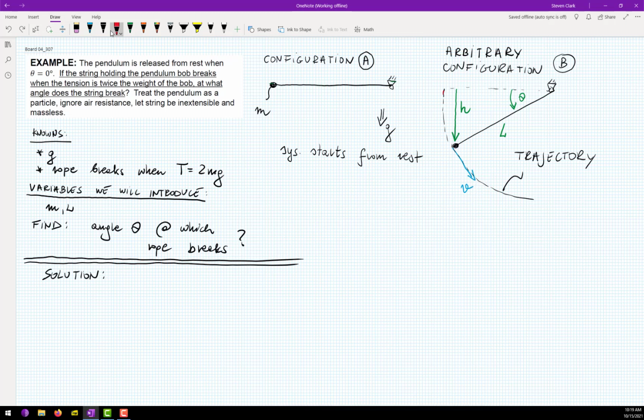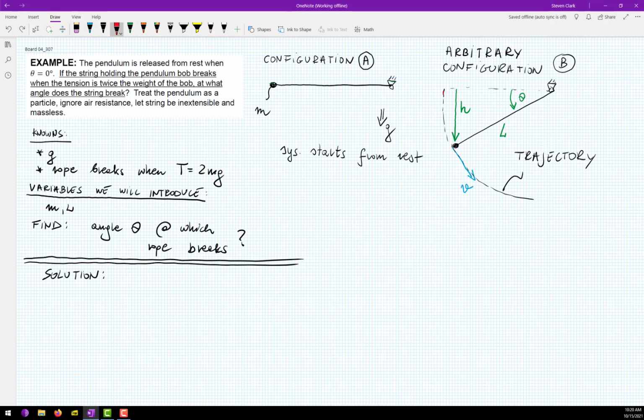And they ask us to find this angle, theta, at which our rope breaks. And we know how strong our rope is. Our rope cannot handle more than 2 mg. So if tension in the rope is more than that, we have 2 shorter ropes, basically. And they didn't tell us what m and L are, but we will introduce them, and they will cancel out during our thinking process. So that's the problem statement. Any questions?